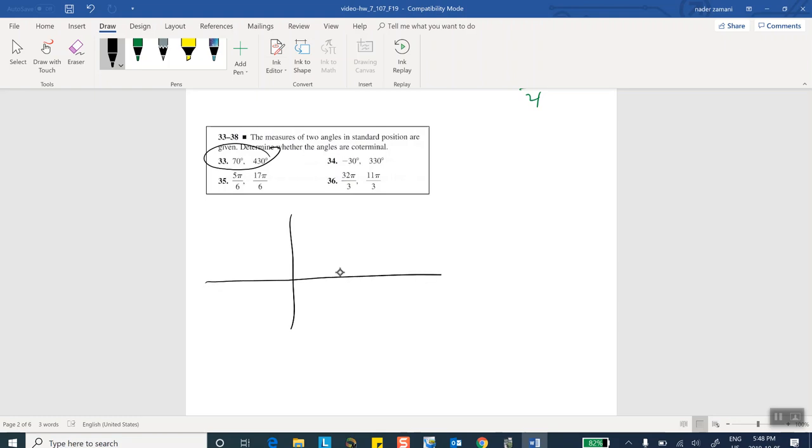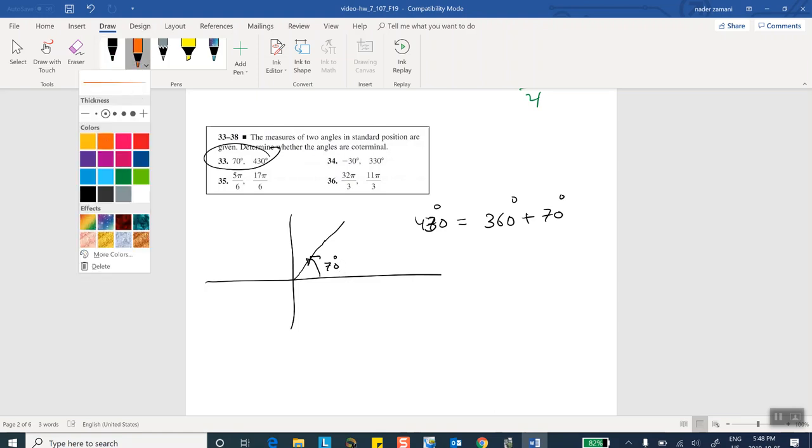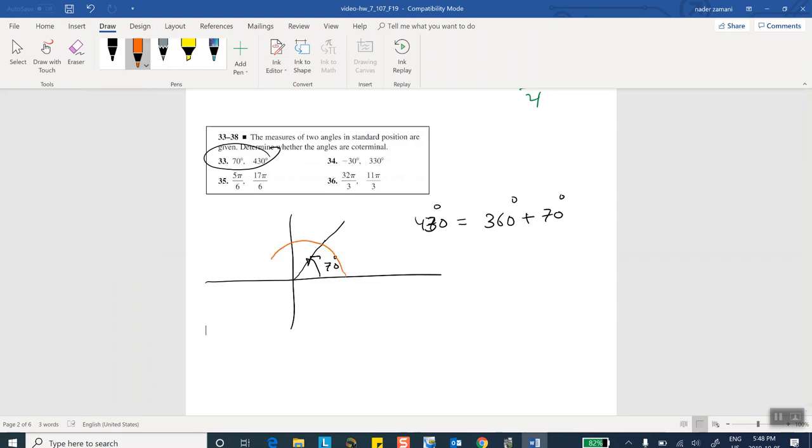Standard position means that the initial side of the angle is on the x-axis. Good. 70 degrees means it's like this. Positive 70 degrees. And 430, notice that you can write it as 360 plus 70, which means that you went, let me draw this with a different color, 360 degrees positive, and then 70 degrees, and of course these two become coterminal. So the answer is yes, they are coterminal.